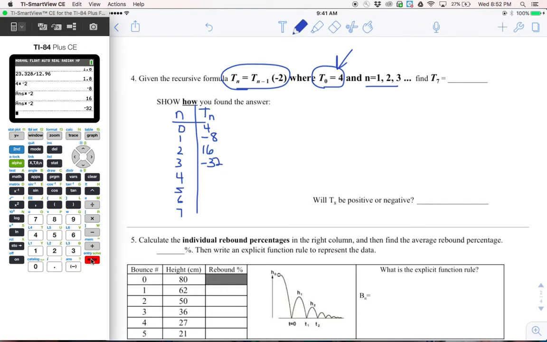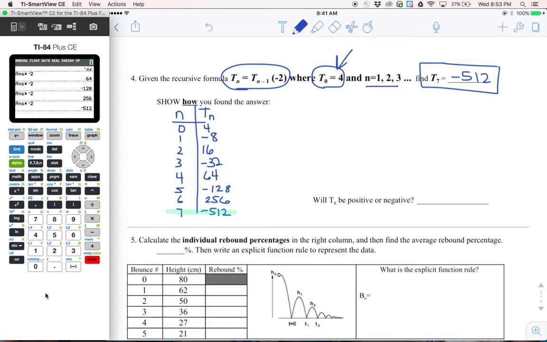Negative 32 times negative 2 is going to be a positive 64. And then we're going to multiply by another negative 2, and we get negative 128. All right, the next one's going to be positive 256. And then finally we get negative 512. And if you guys notice on my calculator screen, once I got the pattern going, I just clicked enter every time, which made it super quick. So the seventh term was negative 512.